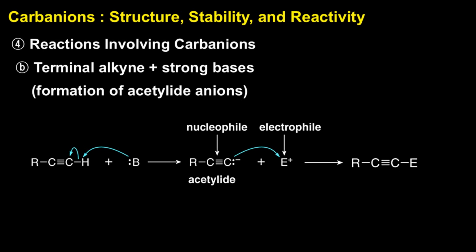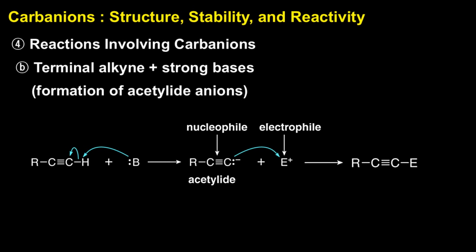Another key reaction involving carbon ions is the formation of acetylide anions. These come from terminal alkynes, which can be deprotonated using a strong base, like sodium amide, NaNH2. Now here's why that works. Terminal alkynes are more acidic than alkanes or alkenes, and that's because their carbon is sp hybridized. That high s character pulls the negative charge closer to the nucleus, which helps stabilize the carbon ion.